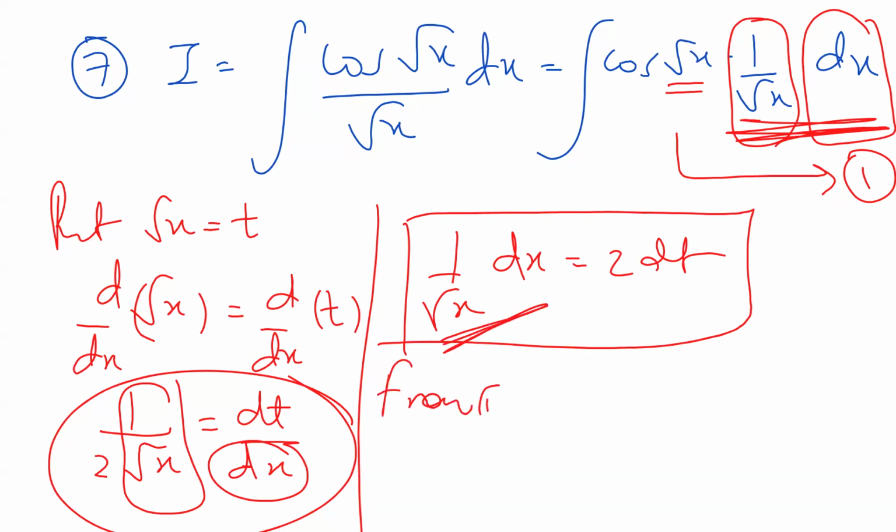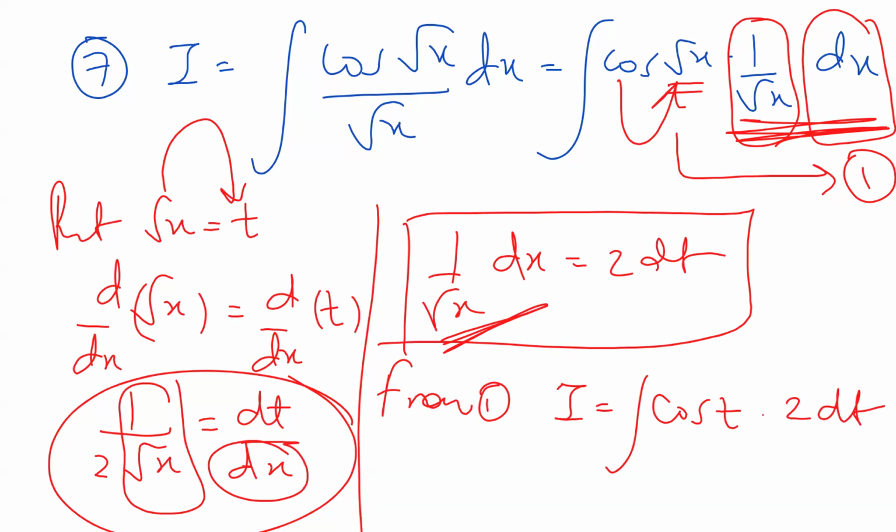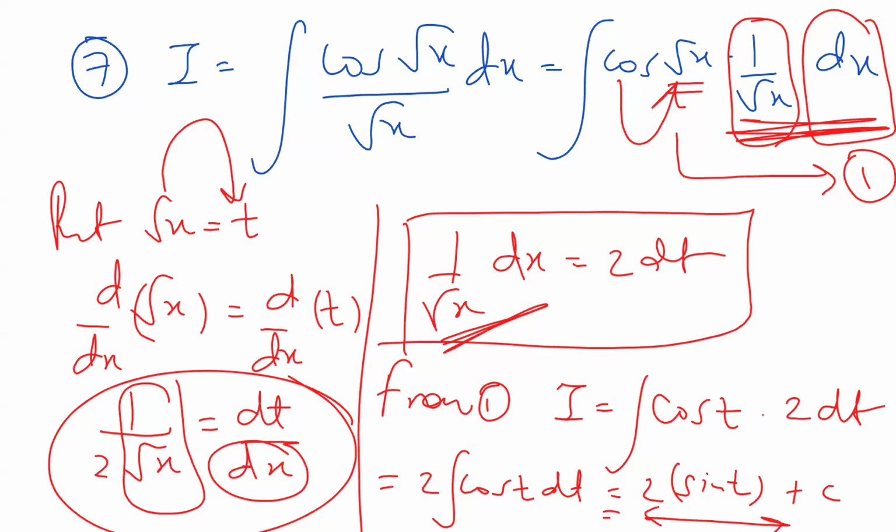So from 1, integration cos t, because root x is t, 1 upon root x dx is 2 dt. So 2 outside, integration of cos t dt, 2 sin t plus c, and in the last step, you're going to put t as root x. Okay, that is how you're going to solve this particular problem.